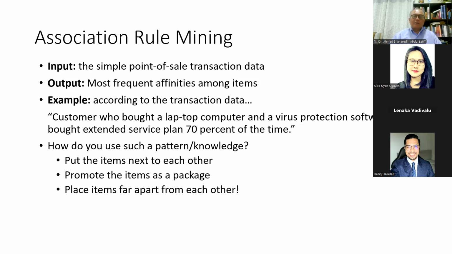An example in this case is point of sale transaction. In the point of sale transaction, you can begin with an item, then ask who bought this item, and what other item they bought. So you look into frequent affinities between items. In this case, customers who bought a laptop computer and virus protection software will also buy an extended service plan 70% of the time. You see this pattern from the transaction processing system, which in this case is the POS, point of sale.